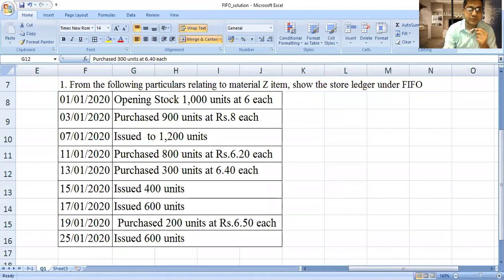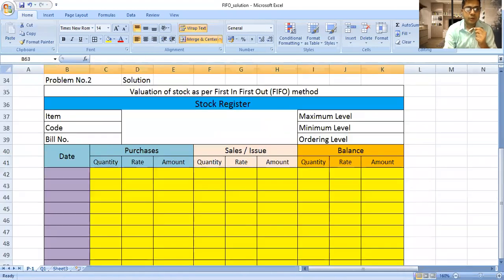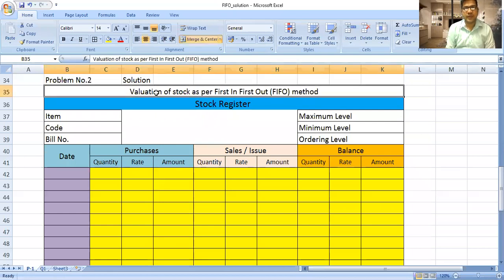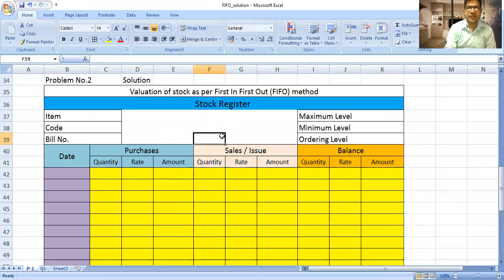Now for that purpose, we have to draw this particular ledger, this stock register. In that we have to prepare various things. We have to write valuation of stock as per the first in first out method. Under stock register we have to mention the item head, material, code, bill number, maximum level, minimum level and ordering level. These things are there, but it is not in our syllabus.